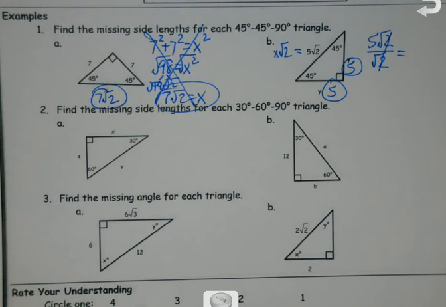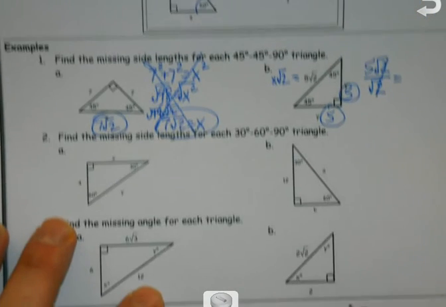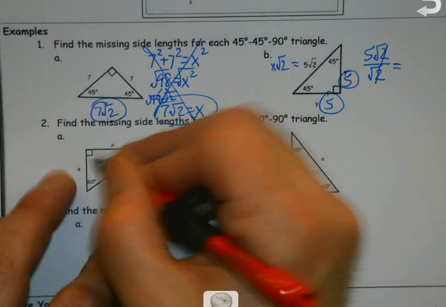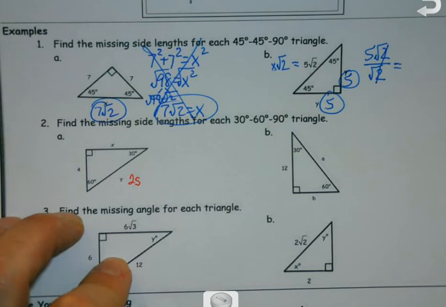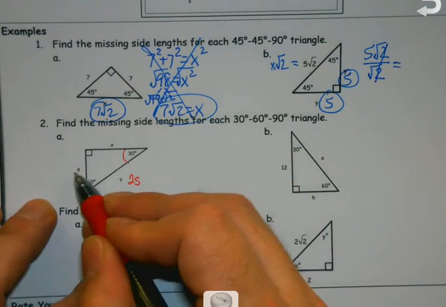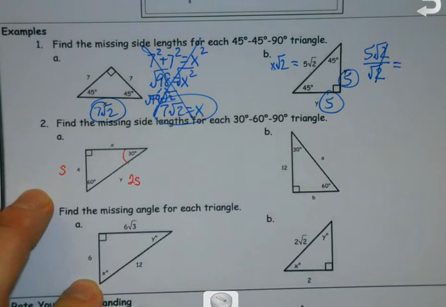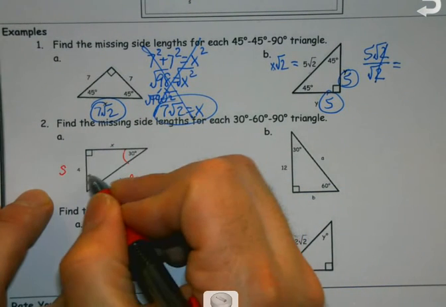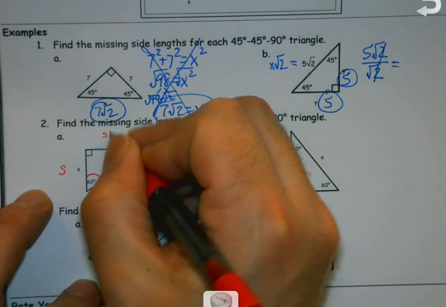When I'm looking at these, there's a couple of ways I could do it. Now, here's one thing I'm a fan of, especially if you're trying to learn this pattern. What I'm going to do is label each of the sides as I'm doing this. So, for instance, my hypotenuse is 2 times the side. Okay. My short side, my side that's opposite my 30, is just S. And my long leg is S square root of 3.